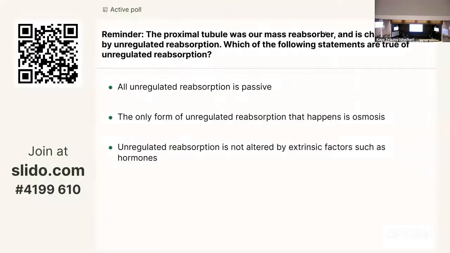Okay. Now, one of the things we do want to make sure that we know, right, when we say our proximal tubule is our mass reabsorber and that we're seeing all this unregulated reabsorption, we want to make sure that we're keying in on that unregulated bit and that we know how that's going to be different later on compared to regulated reabsorption that we see in the distal parts of the nephron. So let's make sure we're there and we know what this unregulated piece means.